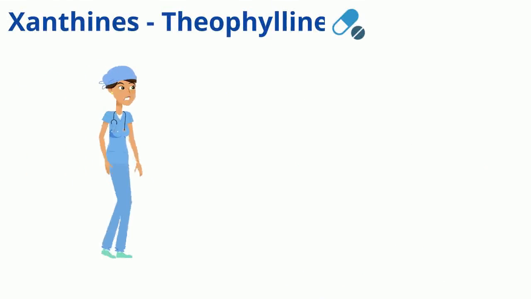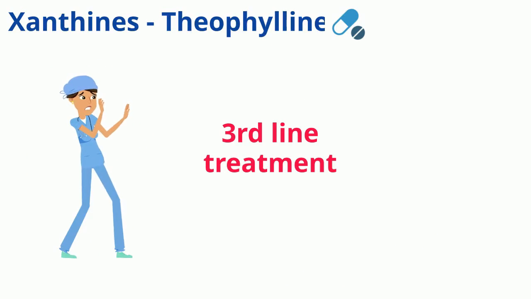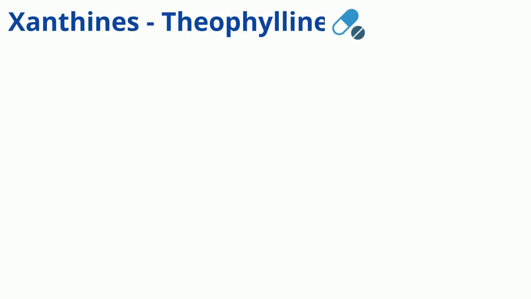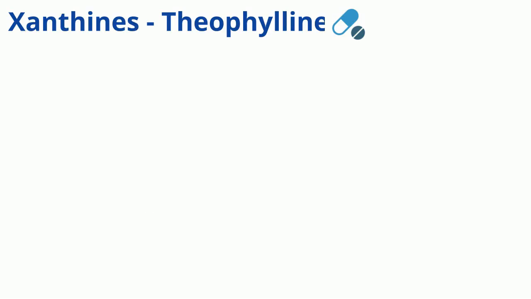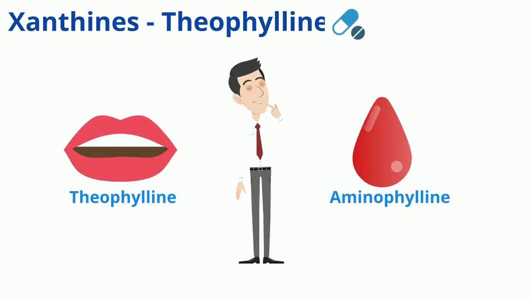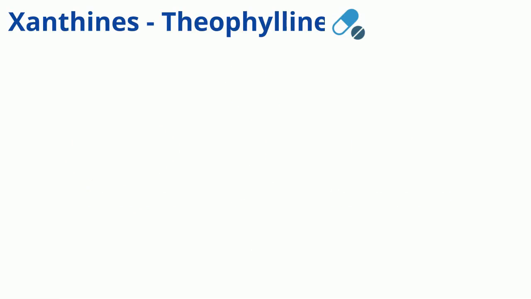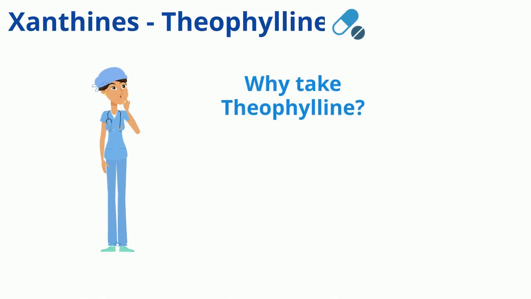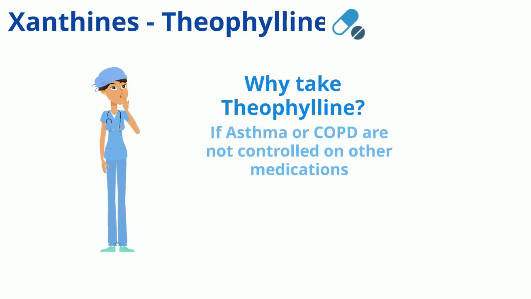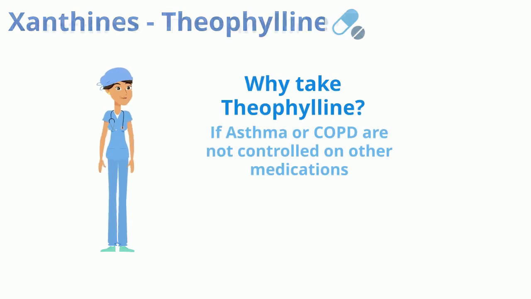The xanthine derivative theophylline is usually considered the third-line treatment for asthma and COPD as it performs the same effect as beta-2 agonists but requires a high dosage, which is associated with severe side effects. Unlike anticholinergics and beta-2 agonists, Josh would take theophylline orally through a tablet or intravenously in its salt form, aminophylline. There have been many theorized mechanisms for how theophylline causes bronchodilation, but none have been proven. Theophylline may be administered as an additional bronchodilator if asthma or COPD are not controlled on other medications.